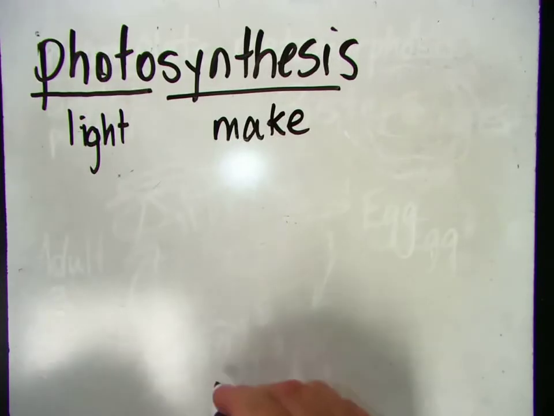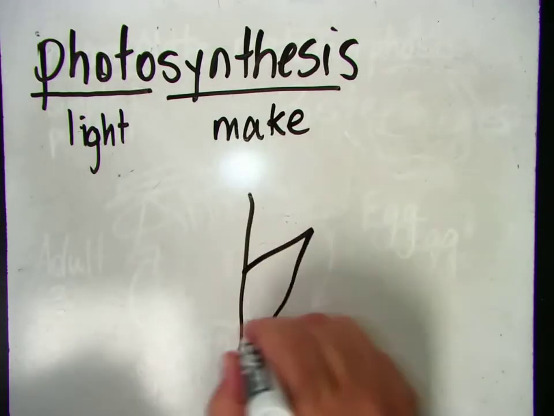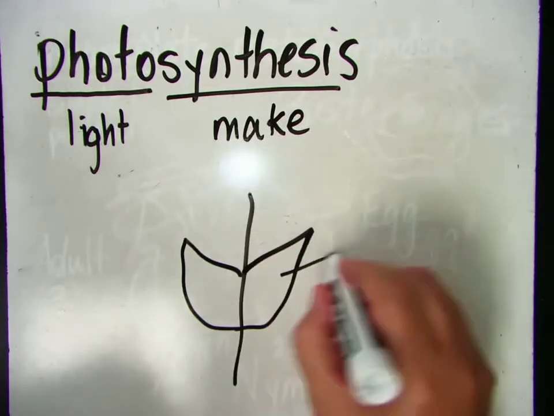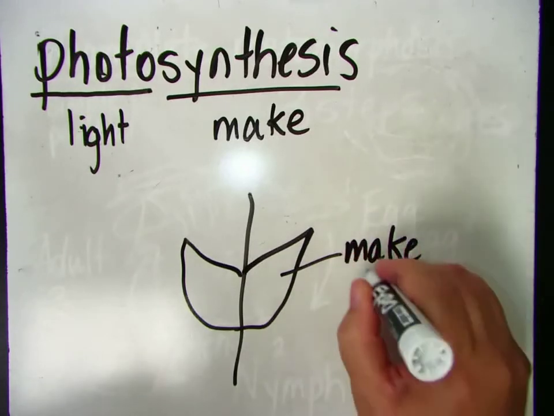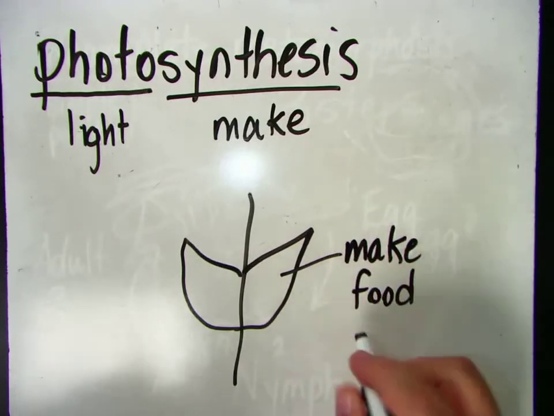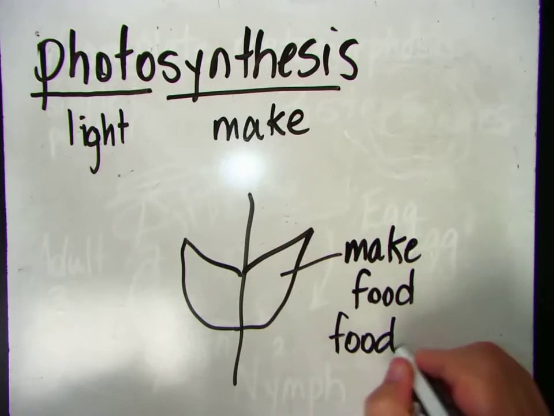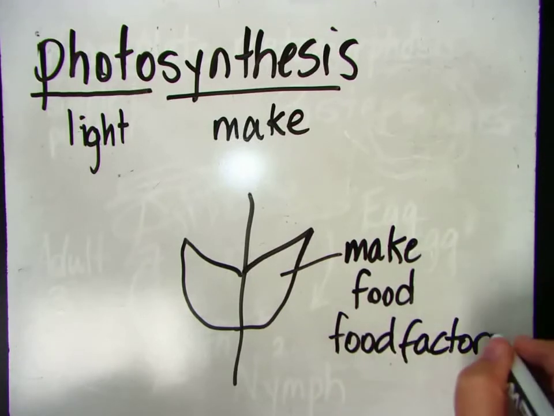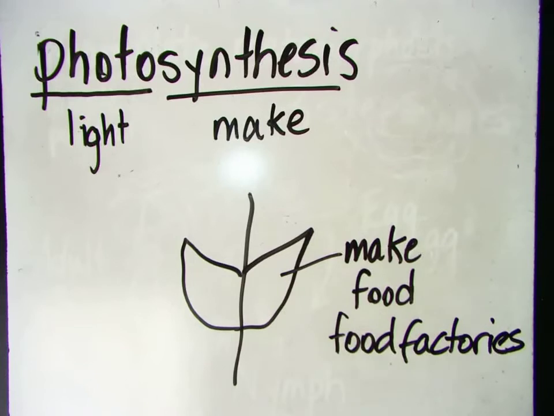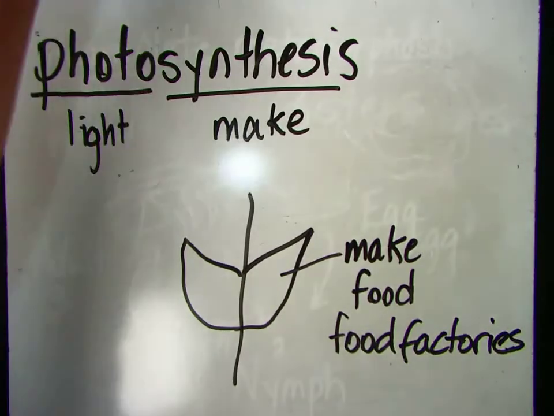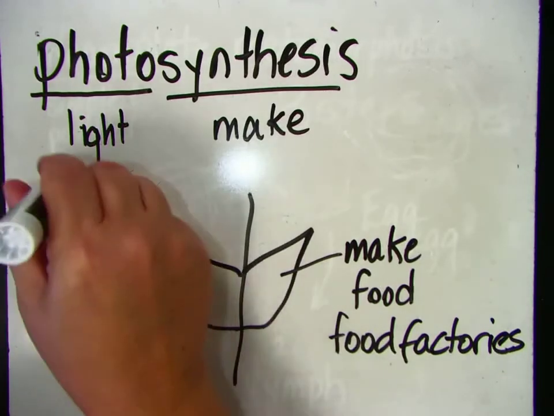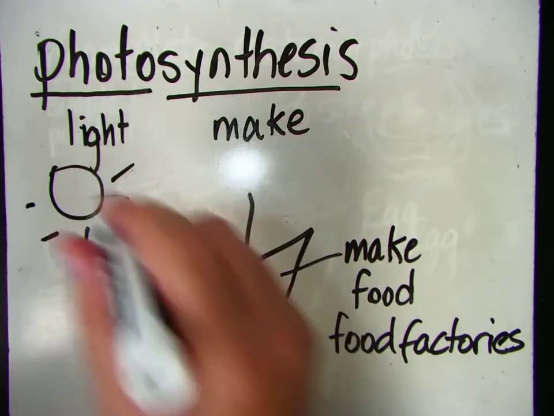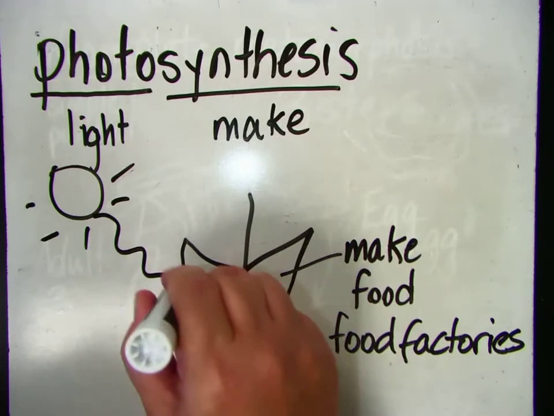And if you look at a plant, it has leaves, and the purpose of a leaf is to make food. So we make food in a leaf. And I like to call the leaves the food factories. And it's pretty simple. That food is made in these leaves, and it's made from a couple of really easy things. The first thing that we need to make food in a plant is light energy from the sun.